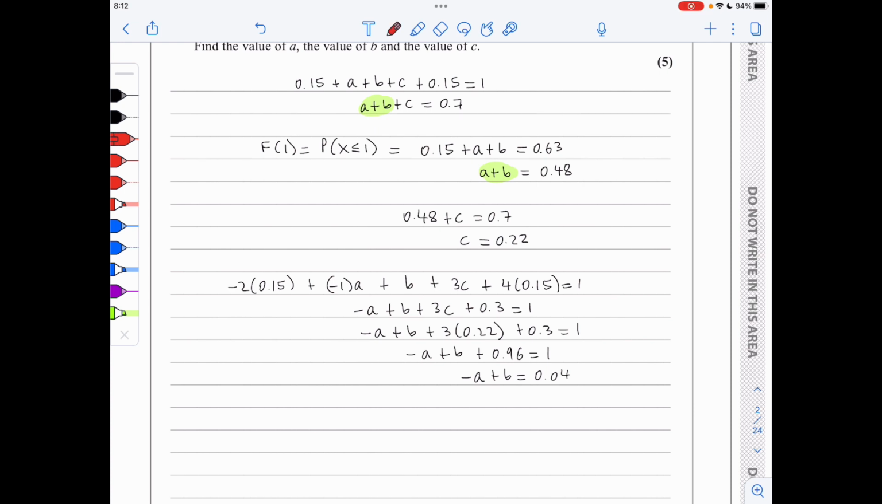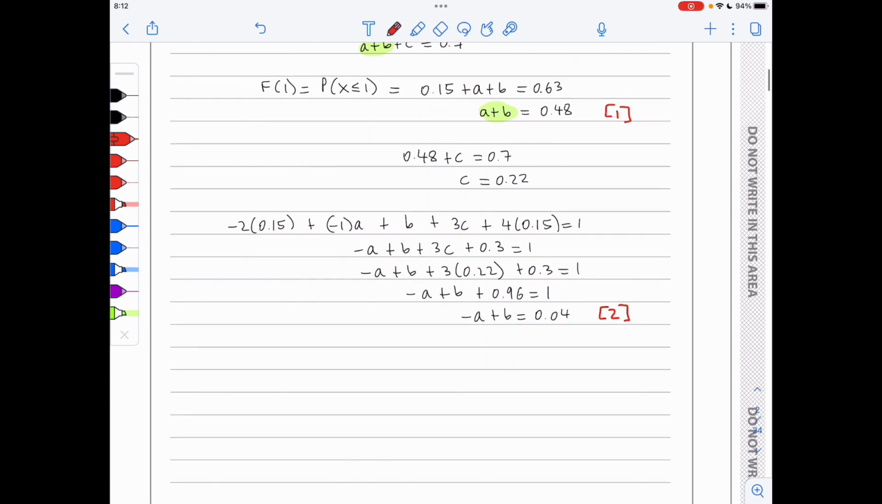So we end up with this equation here, that a plus b is 0.48, and this one here, that minus a plus b is 0.04. So I could add these two, which is giving me that 2b is 0.52, and therefore b is 0.26.